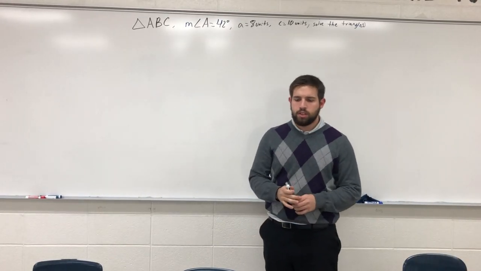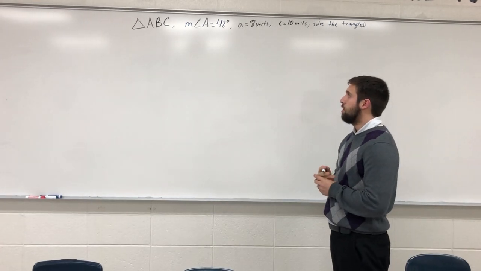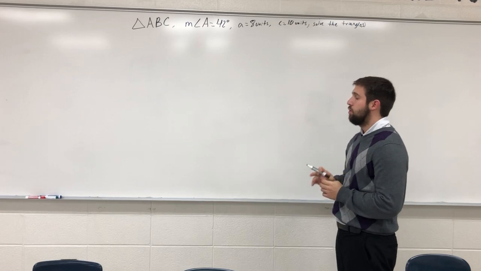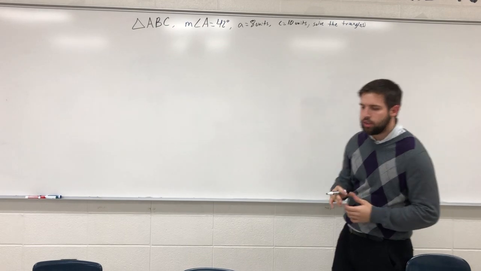This is Formative D, Semester 2 for Pre-Calculus. We are given a triangle ABC with the measure of angle A is 42, side a is 8, side c is 10 units, and we're asked to solve the triangle.